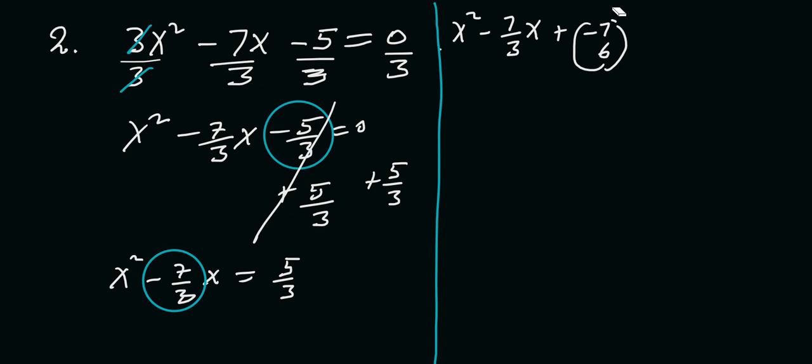All right. So now we need to square it and then equal 5 over 3 plus negative 7 over 6 squared. So now all we have to do is to isolate x squared and negative 7 over 6 squared.